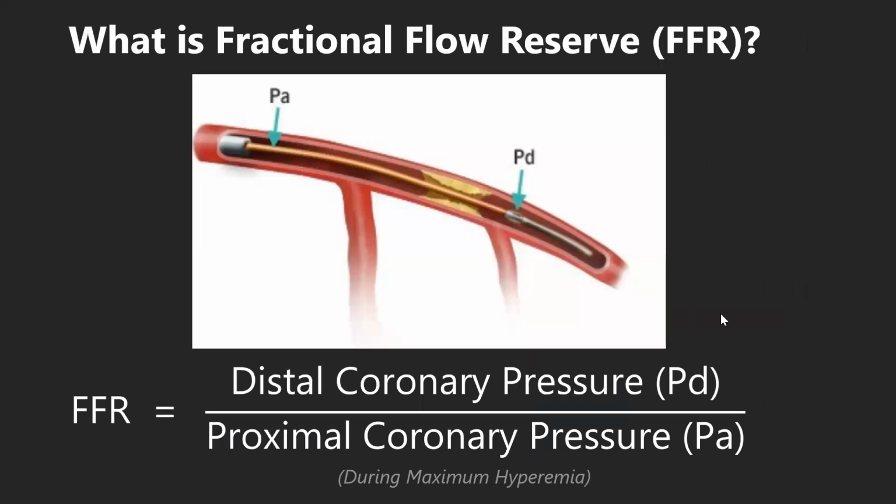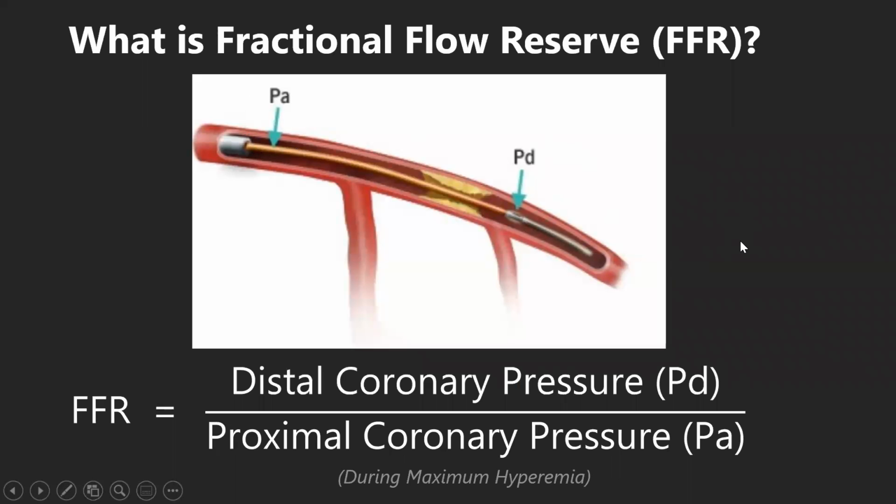So there is new technology that's available, and as I say new, it's not really new. It's been developed for at least more than 10 years, and it's called fractional flow reserve. And this is basically a procedure that measures the pressure with a sensor in the distal vessel, so distal coronary pressure versus proximal coronary pressure, during maximal hyperemia.